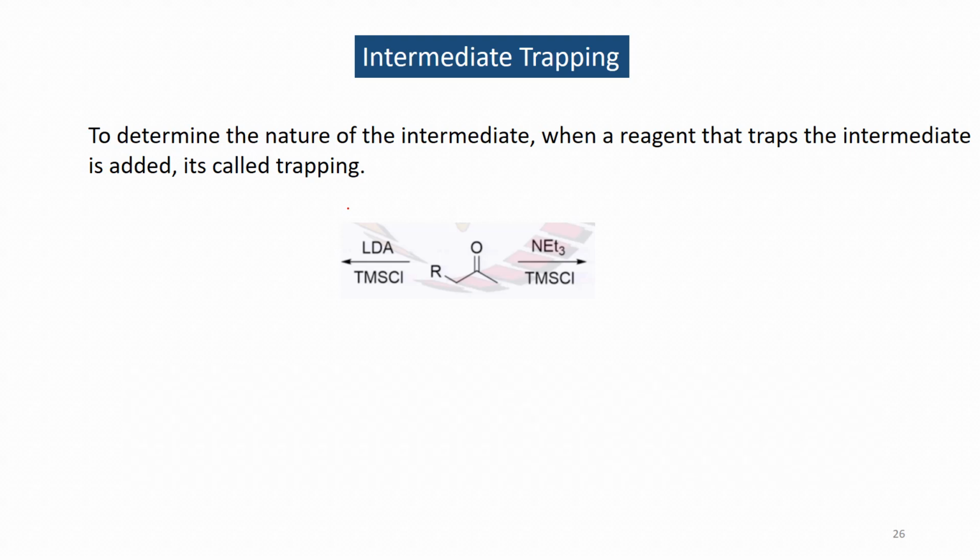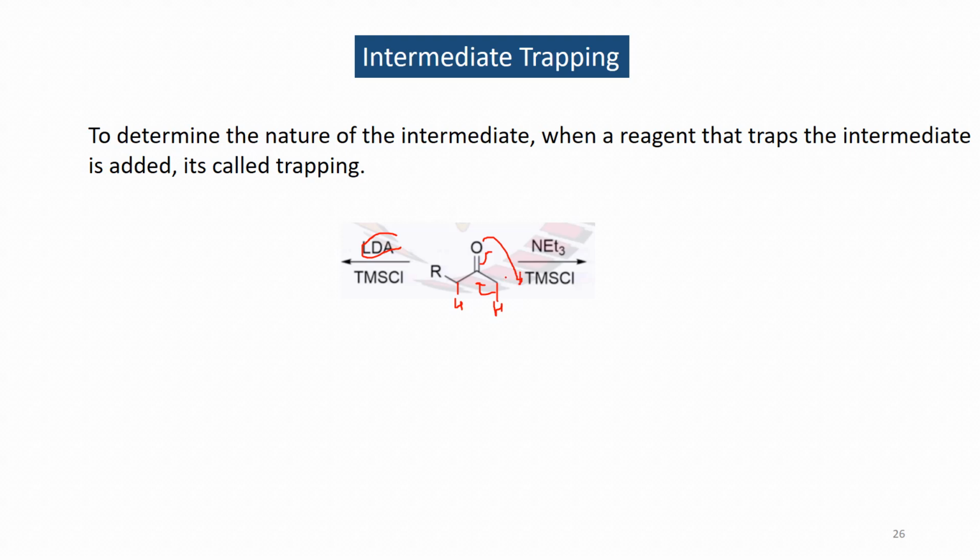So suppose in this reaction, there are two types of base given. One is LDA, another is Et3N. Now there are two possible C-H bonds. One is this one, another is this one. So this C-H can go here and this opens, and this O minus will take TMS from this position.